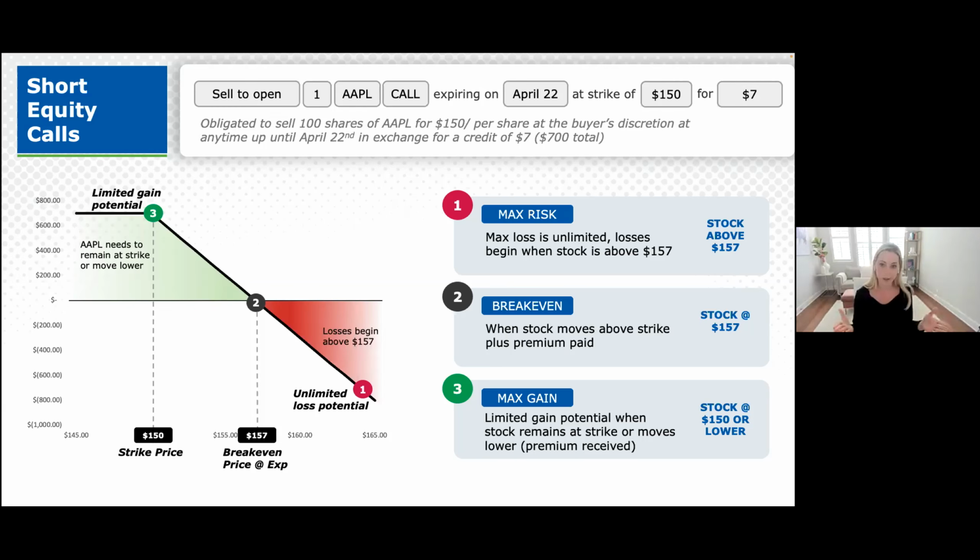Oftentimes I use this analogy, and you've probably heard it from me quite a bit, but the way that I like to look at a long and a short option holder is through the eyes of someone driving the car. The long option holder is the driver. They make the decisions. It's ultimately their choice if they're going to hit the brakes and stop or turn left or right.